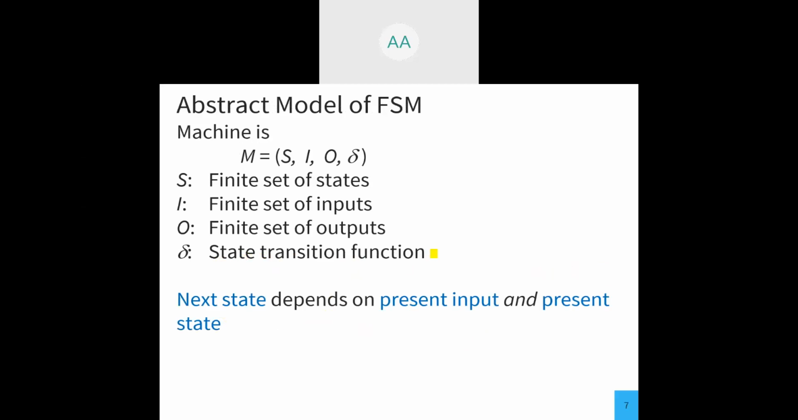So this is the abstract model for a finite state machine, where the machine M is a function of S, I, O, and delta, where S is the finite set of states, I is the finite set of inputs, O is the finite set of outputs, and delta is the state transition function. And the next state depends on the present input and present state.